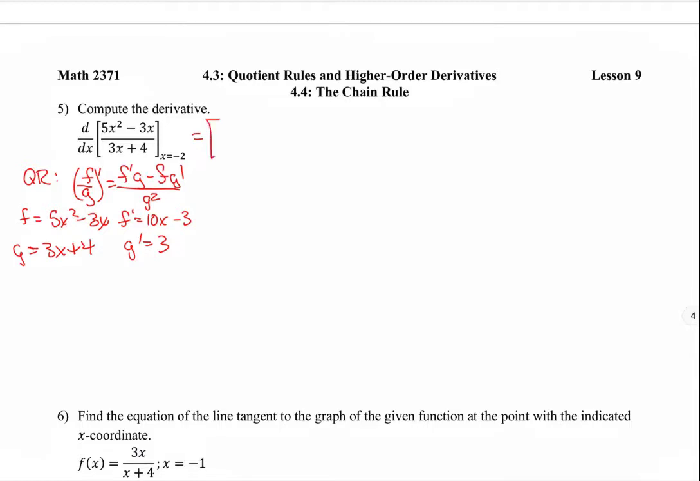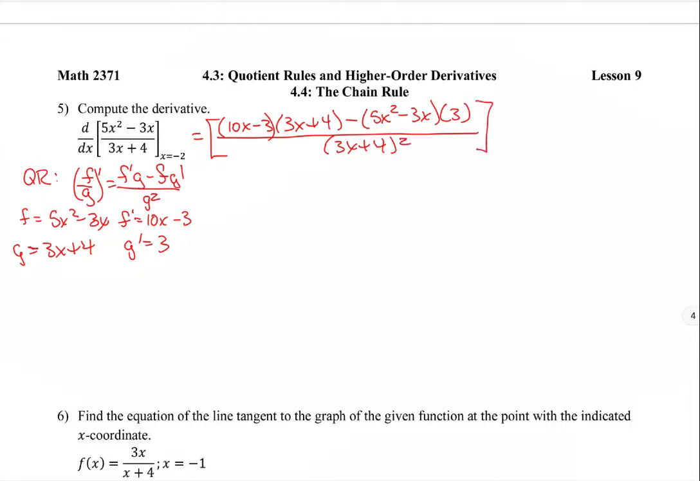So then what we get is (10x minus 3) times (3x plus 4) minus (5x squared minus 3x) times 3, all over (3x plus 4) squared. All of this evaluated at x equals negative 2.